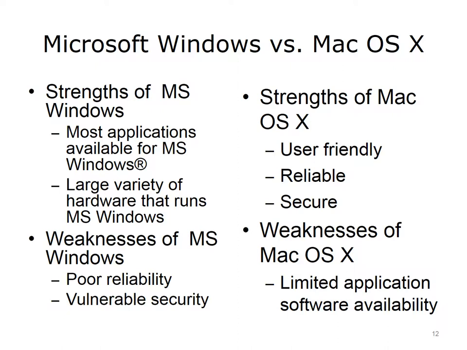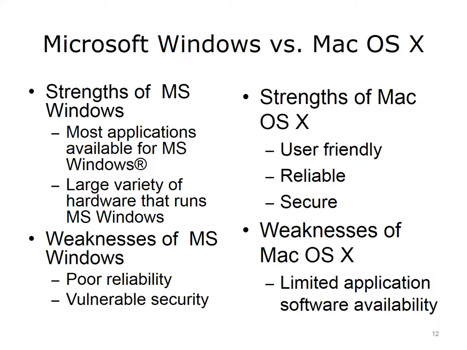A big benefit of Mac OS X is that it is easy to use, although the Windows 10 GUI is now quite similar to Mac OS X. Because Mac OS X is based on Unix, it is highly reliable and secure. On the other hand, Windows is not as reliable and secure.